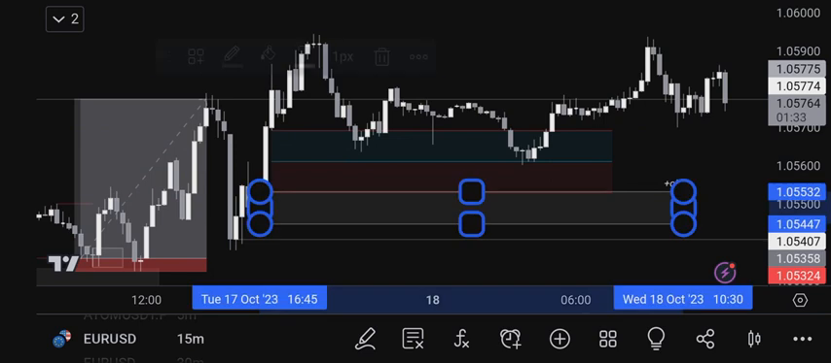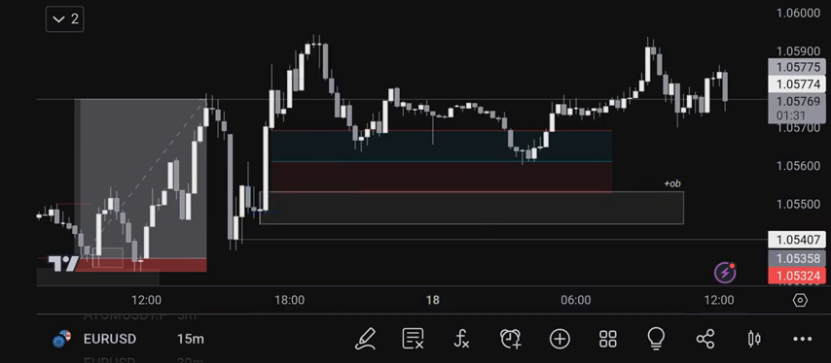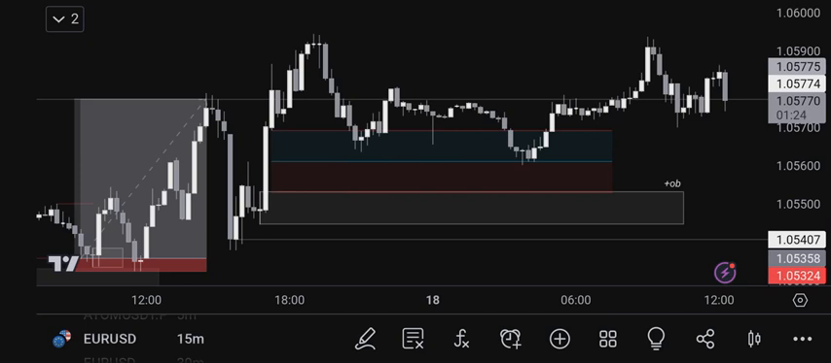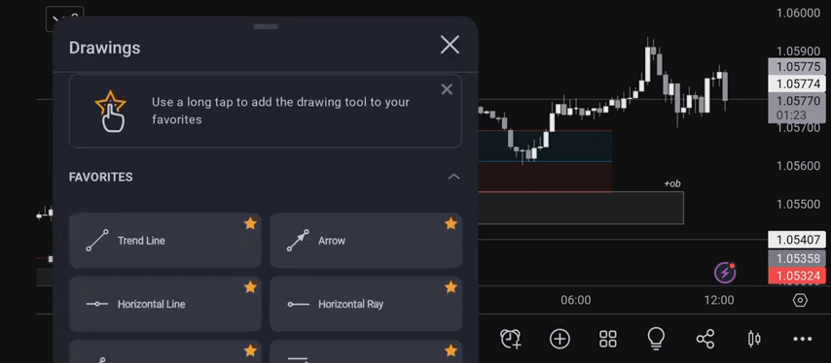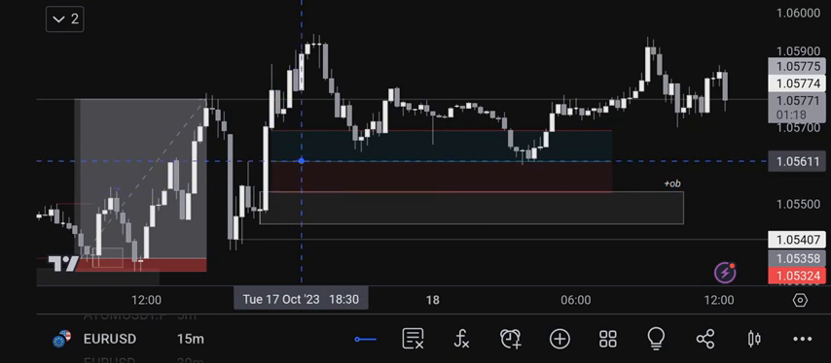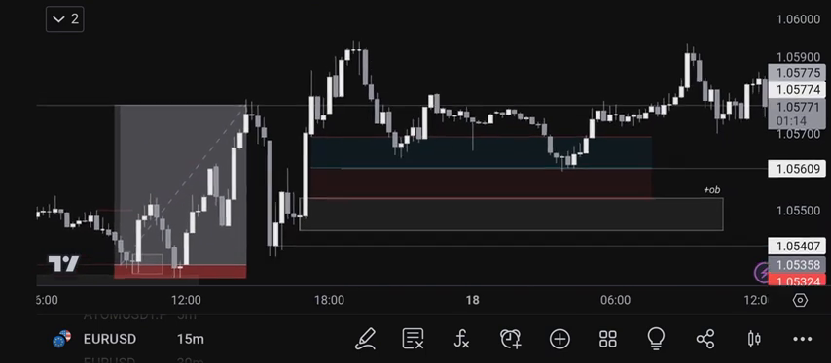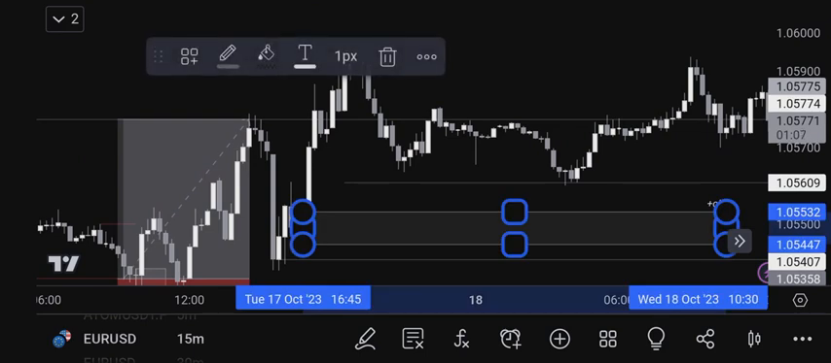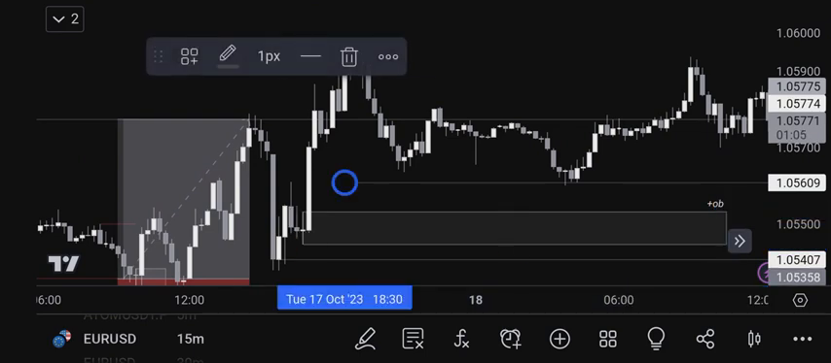So number one is this OB that we have here, validating this swing, and then the next thing we have is our imbalance here. So I'll mark out the 50% of the imbalance, which is here, and let me take this off. So with this, I've gotten confirmation one, confirmation two. I'm still left with two more confluences to validate this.